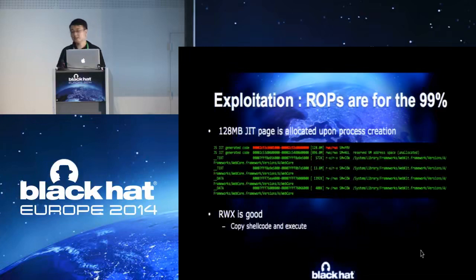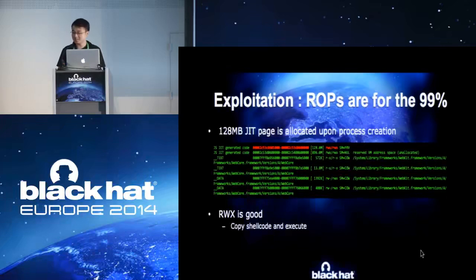Another problem here is how we can avoid ROP, because ROP is not very stable. It relies on the version a lot. So let's look at the mechanism of WebKit on 64-bit. You can see that upon process creation, a 128 megabyte JIT page will be allocated.